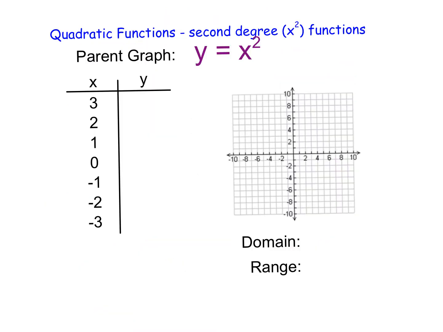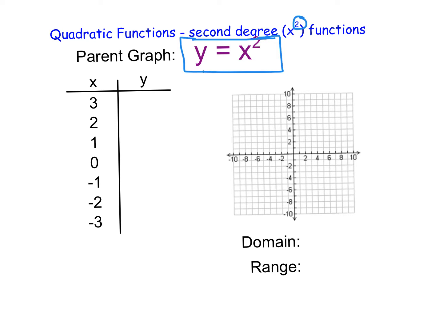So now that we know what a quadratic function is, let's take a look at the parent graph of a quadratic function. Remember, these are second degree, so exponent of 2 functions or second degree polynomials. And our parent graph for our quadratic function is this simple graph here of just y equals x squared. So let's create a table of values for this equation so that we can see what the parent function of a quadratic function looks like.